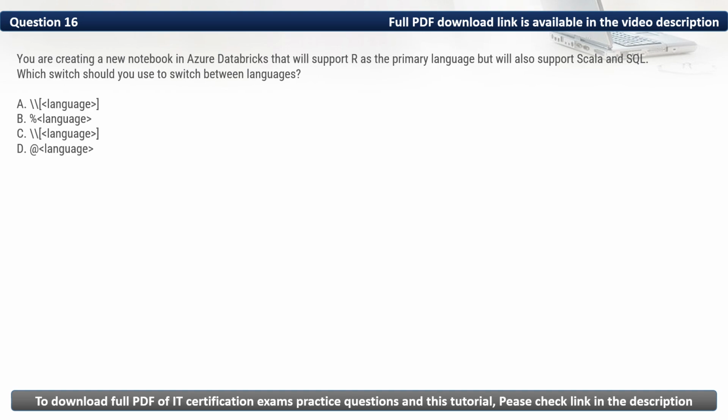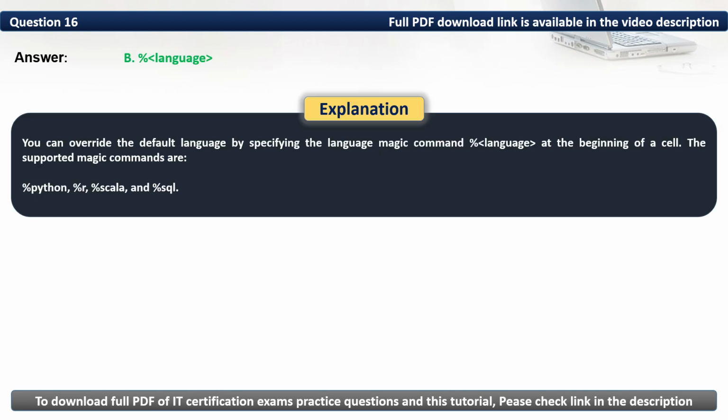Here in this question, we should use the percentage pointed bracket language pointed bracket off switch to switch between languages. Thus, the correct option is B. You can override the default language by specifying the language magic command percentage pointed bracket language at the beginning of a cell. The supported magic commands are %python, %r, %scala, and %sql.